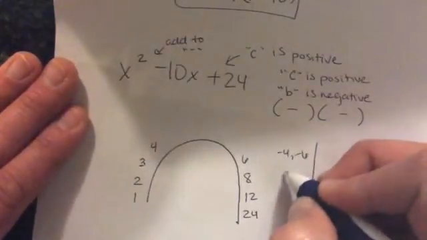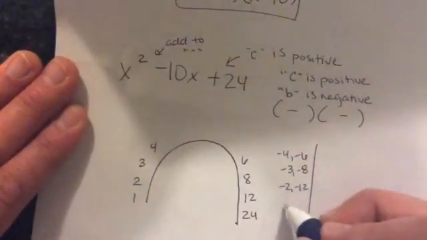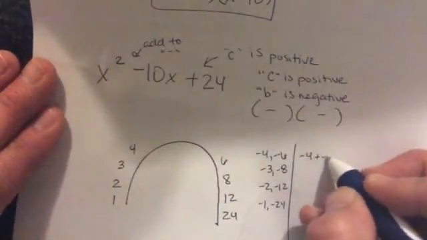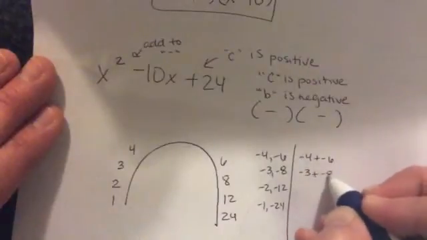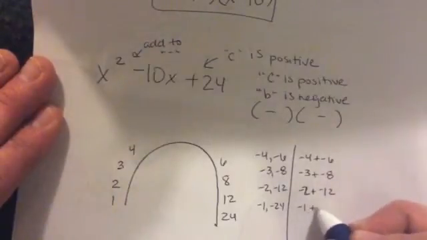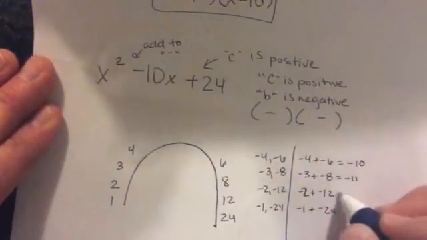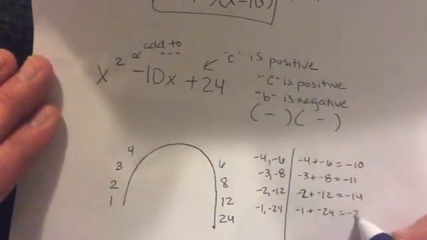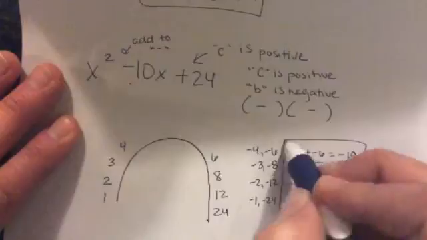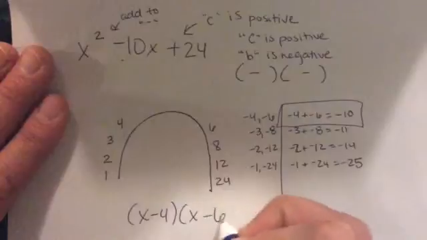Negative 4, negative 6, negative 3, negative 8, negative 2, negative 12, negative 1, negative 24. Let's add these together. Negative 4 plus negative 6, negative 3 plus negative 8, negative 2 plus negative 12, and negative 1 plus negative 24. Add those together, I get negative 10, negative 11, negative 14, negative 25. Again, the number I'm looking for is negative 10. I'm going to use the terms negative 4 and negative 6, x minus 4, x minus 6.